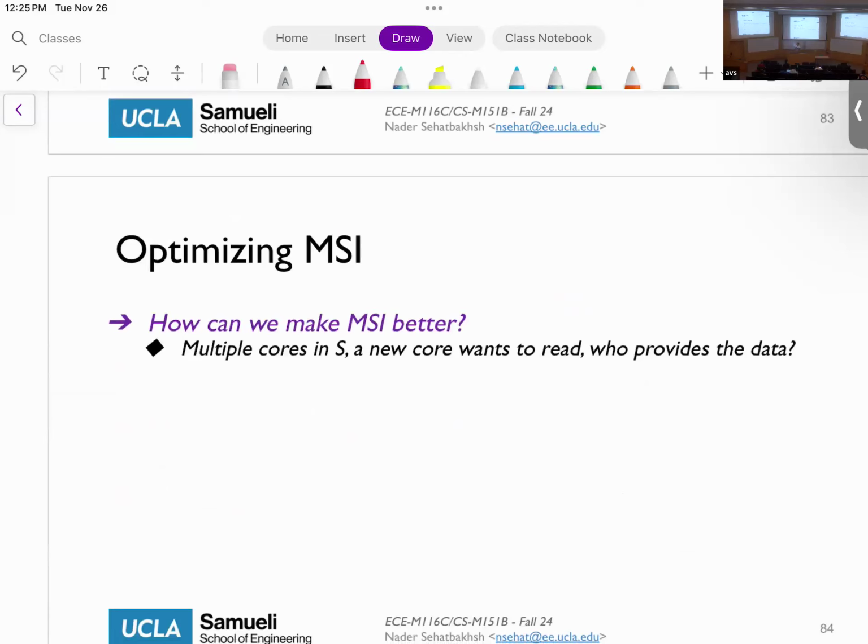Last one. So let's say there are one or multiple cores in S, and someone else, like a new core, wants to read the data. So let's say core number 1 and core number 2 are in S, and now core number 3 wants to read this data. Who should provide this data? There are a bunch of ideas, right? The first one, the easiest one, is that it reads it from the memory. The second idea is these two do round robin or some form of random. So whoever wins, they provide the data.